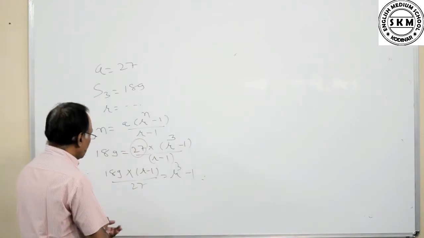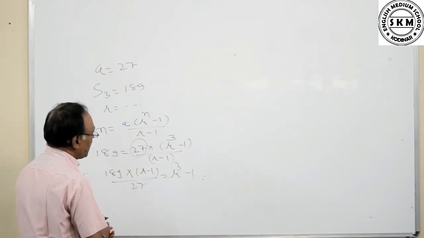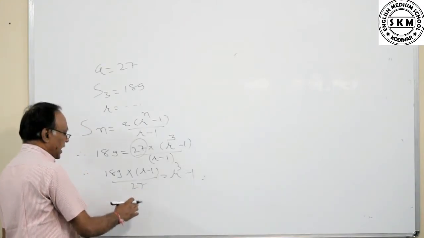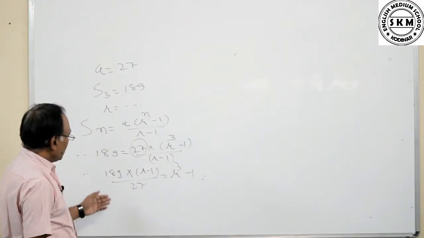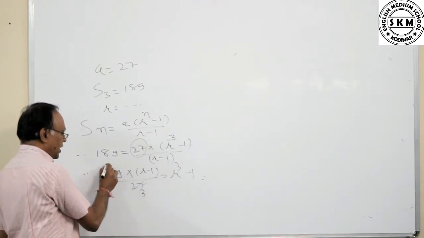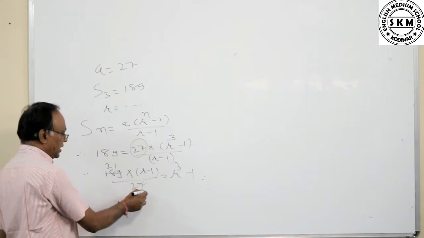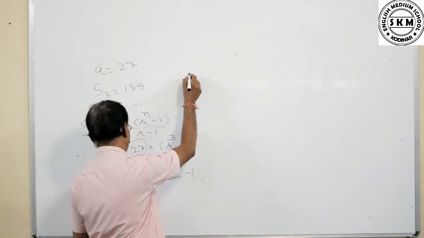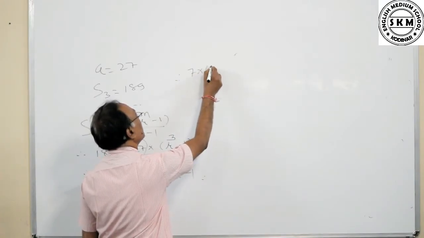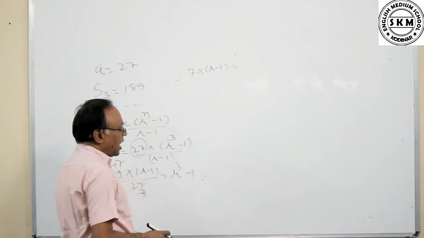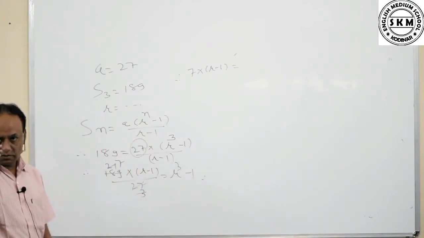Now the simplification. 9 threes are 27, 9 twos are 18, and 1, and 7s are. So therefore 7 into (r minus 1) is equal to r cube minus 1.